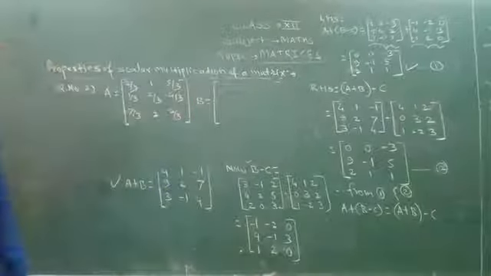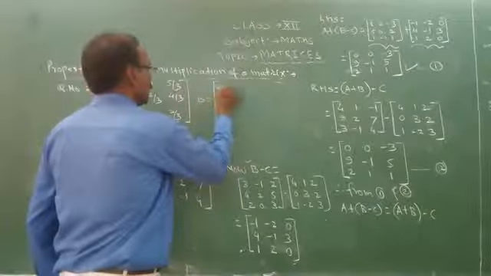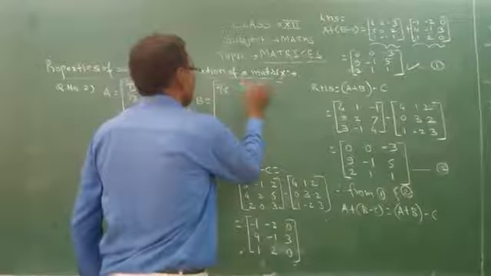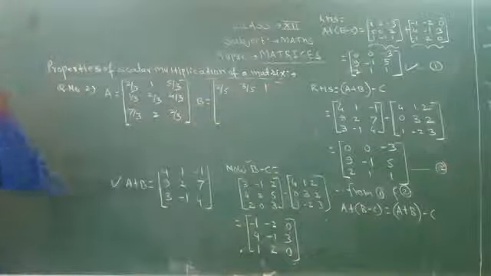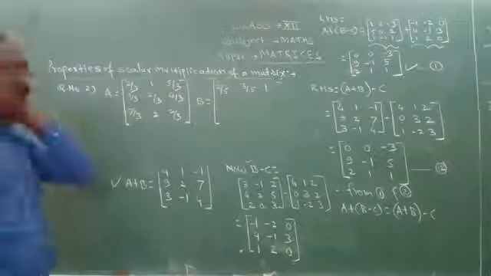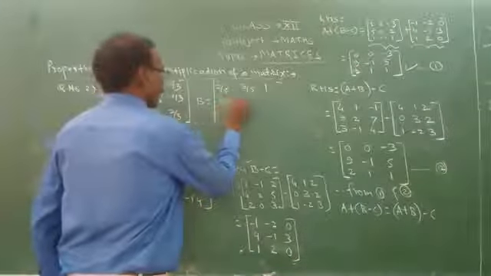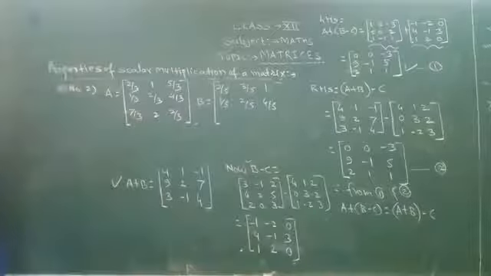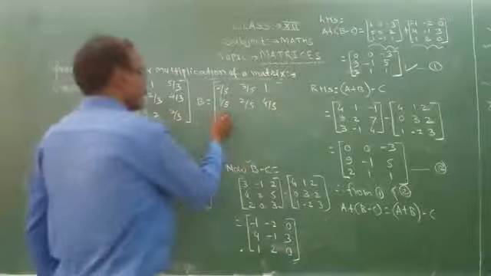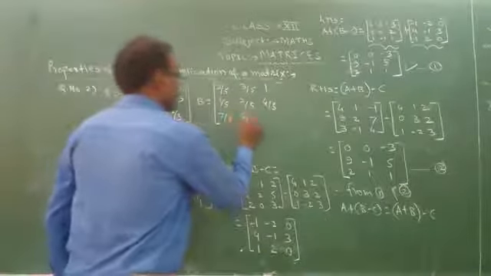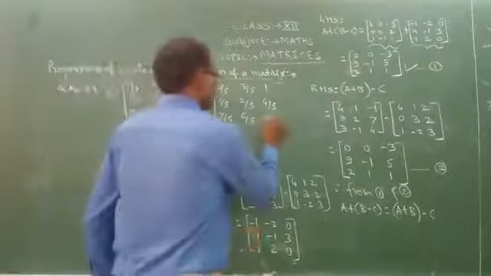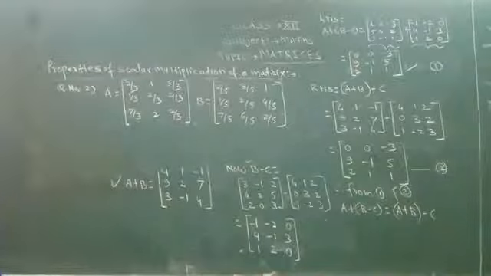And take B with first row 2 by 5, 3 by 5, 1; second row 1 by 5, 2 by 5, 4 by 5; and third row 7 by 5, 6 by 5, 2 by 5. So these are our two matrices.